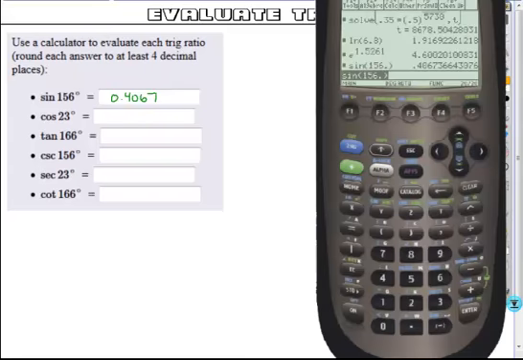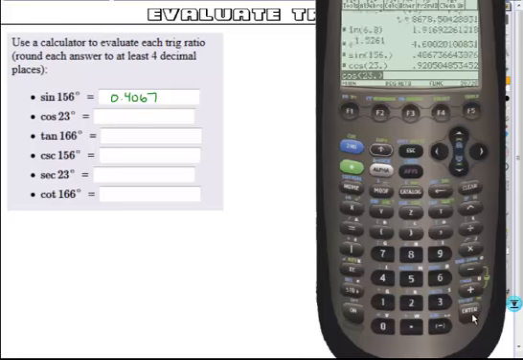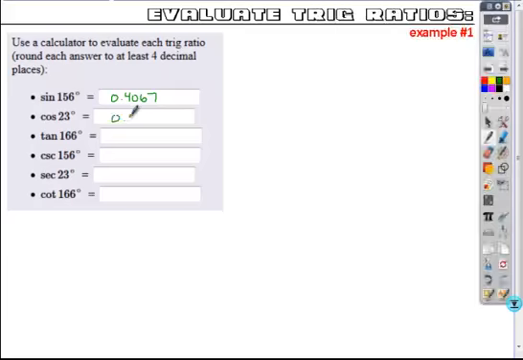If I want to find cosine and tangent, that's all pretty straightforward. So cosine, just enter 23 degrees. Again, I'll put a decimal so it displays as a decimal. I get 0.9205.